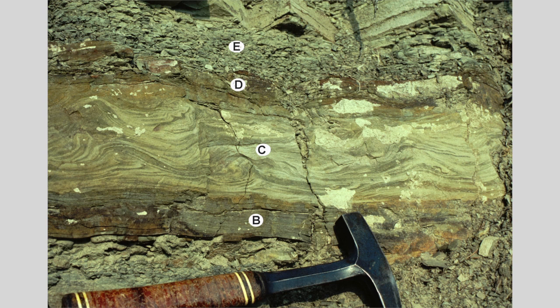Nothing says that we have to have a complete section of a Bouma sequence. Here we start with a B. We don't even have the A unit. So we start out with the B unit, then you have the wavy bedding of the C unit, and then you have the finer grained sediments of the D and the E unit sitting on top. The whole thing is going to be what? Less than a foot. And so that obviously was not a high volume turbidity current that brought those sediments.